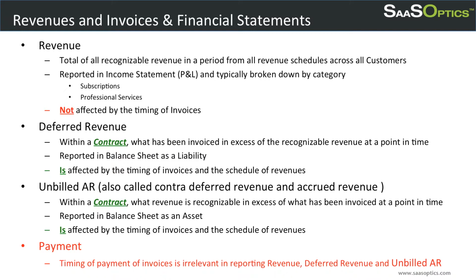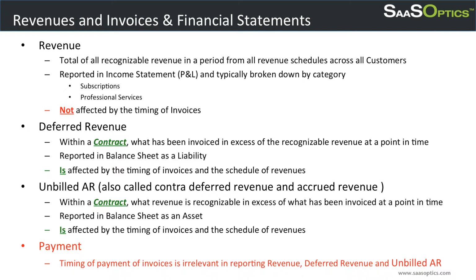So what is revenue in a financial statement? It is the total of all of the recognizable revenue in a period from all of the revenue scheduled across all the customers. That's what you report as revenue. It's in the income statement or P&L, and it's very typically broken down by category.